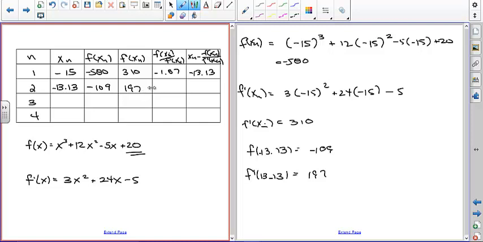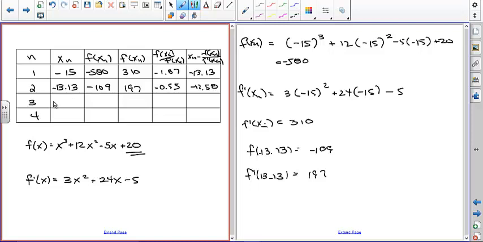So we take the ratio of negative 109 divided by 197, which is negative 0.553. So the next guess is going to be the last guess, which was negative 13.13, and we're going to add, so this turns out to be negative 0.55. So we add 0.55. So that becomes negative 12.58.